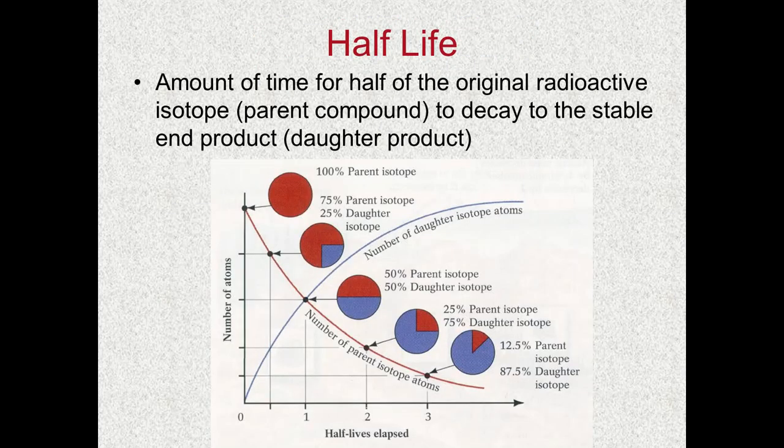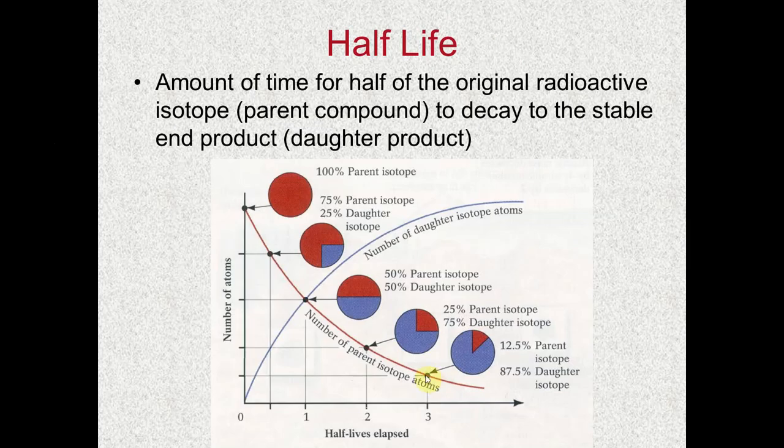The half-life is the amount of time for half of the original radioactive isotope, often called the parent compound, to decay into the stable end product, also called the daughter product. So the parent decays into the stable daughter. Now half-life is just like its name says, guys. You lose half of the original radioactive material.